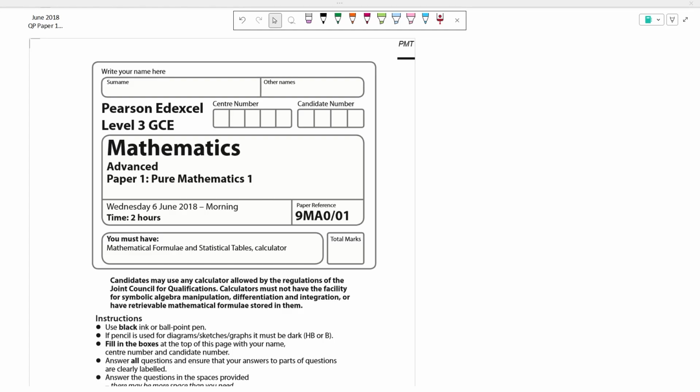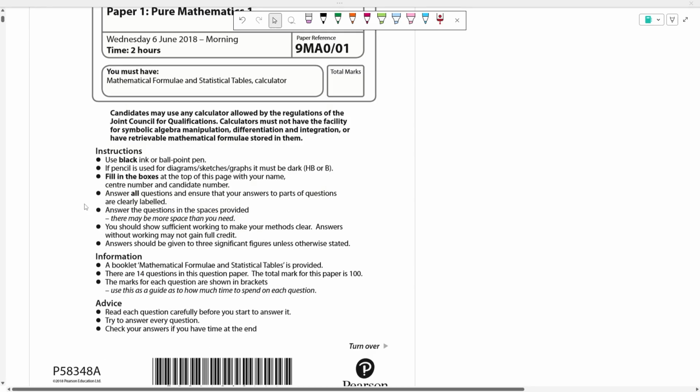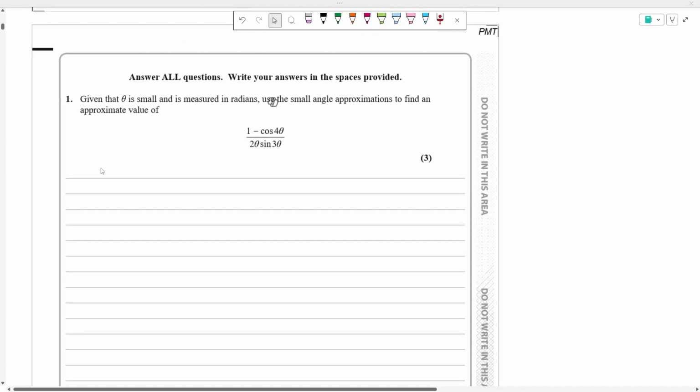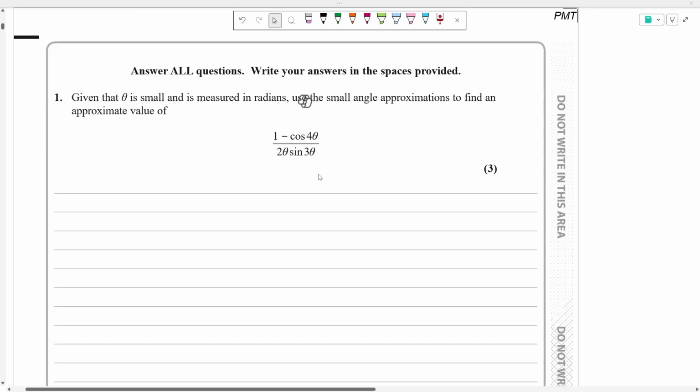This is a walkthrough of Maths Paper 1, June 2018 for Edexcel. Let's get started. Question 1 is a small angle approximation question, and it says when theta is small and measured in radians, use small angle approximations.